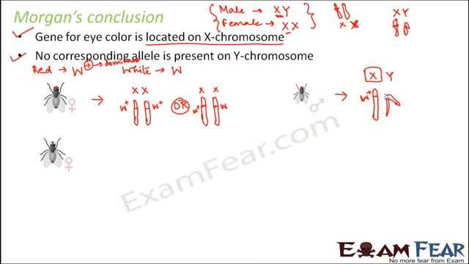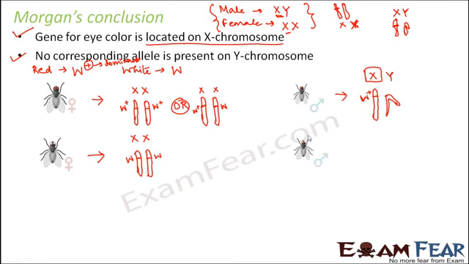Now similarly, let me talk about a female white-eyed Drosophila. For a female again you will have two X chromosomes, right? X and X. If it is white-eyed, it means that the gene for eye color located on both the chromosomes is W, because even if one of them is W plus, it is going to be red-eyed. So if it is white-eyed, it has to be W in both of them. So that is the scenario for a female white-eyed Drosophila.